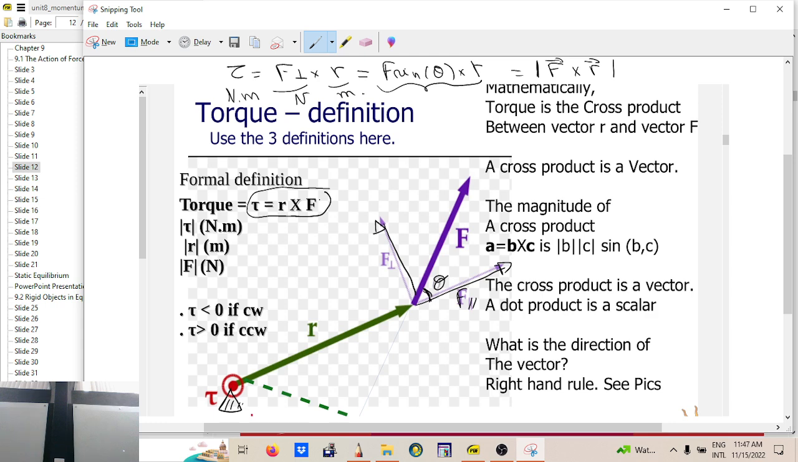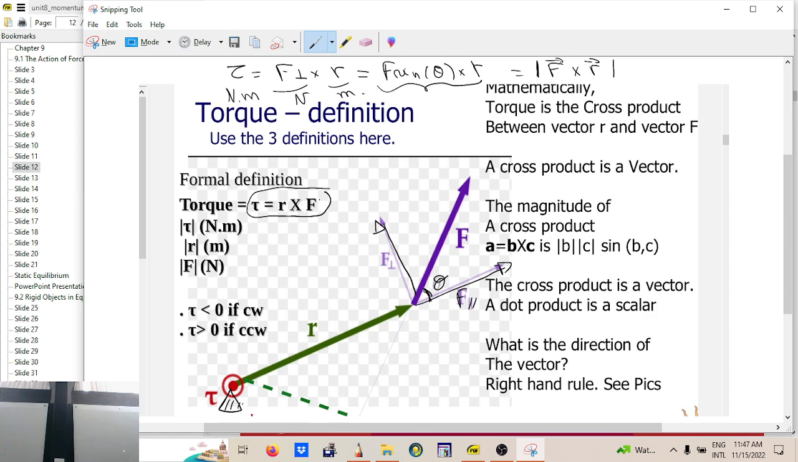Okay, the torque is a vector. Work, when you dot, work, you do force dot displacement, is a scalar. Torque is a vector. A different way to do it, maybe in your book, they take the right hand, it's called the right hand rule, and they go like this. R, F, thumb. So the thumb will be your vector torque. So the torque is a vector.